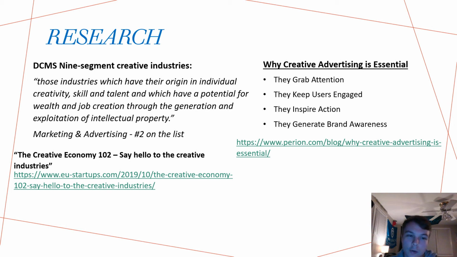Then for my explanation, I just wanted to go over my research and the types of things that I uncovered. One of the biggest things was the DCMS 9-segment creative industries. This is an organization out of the UK, and they put marketing and advertisement as number 2 on the list. And this came from the Creative Economy 102, Say Hello to the Creative Industries, which is an article that I found.